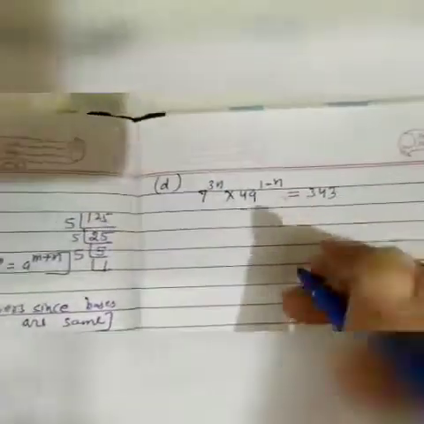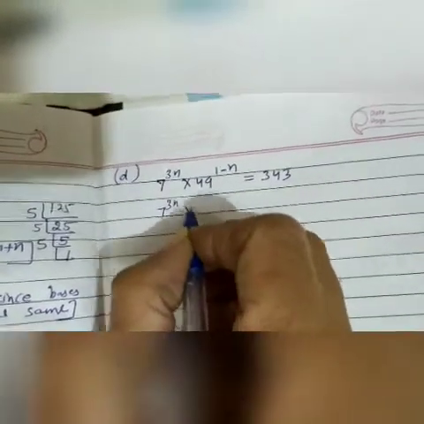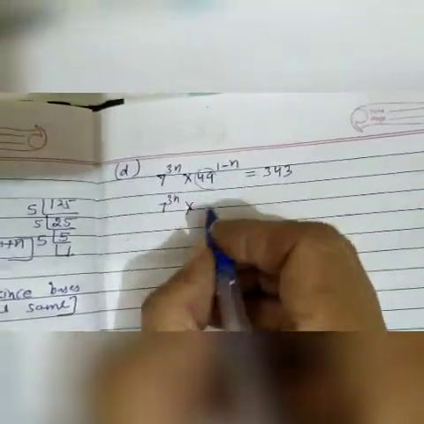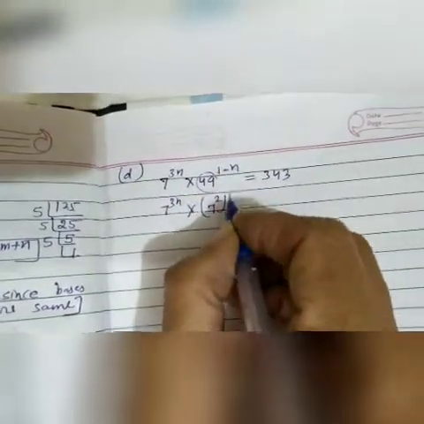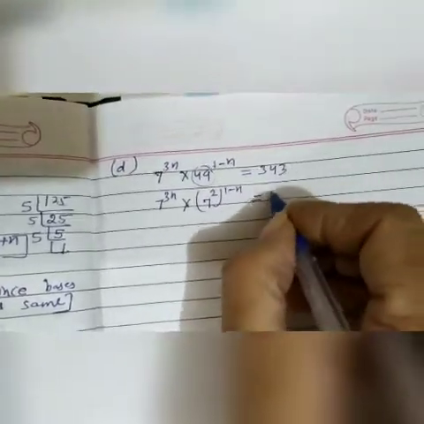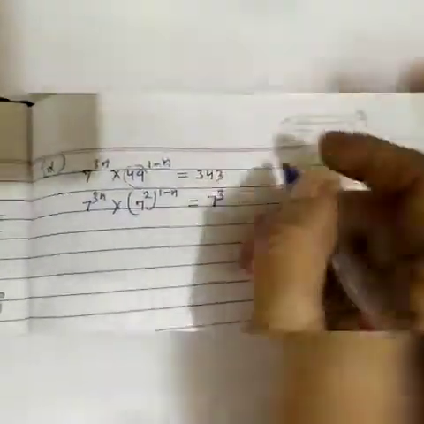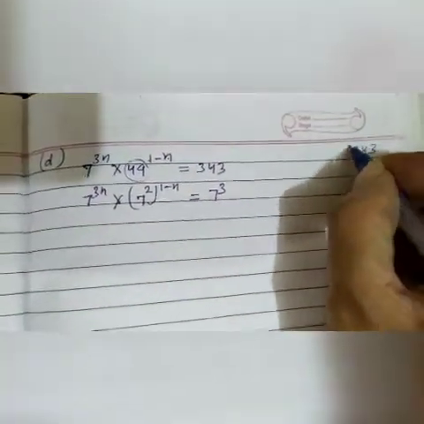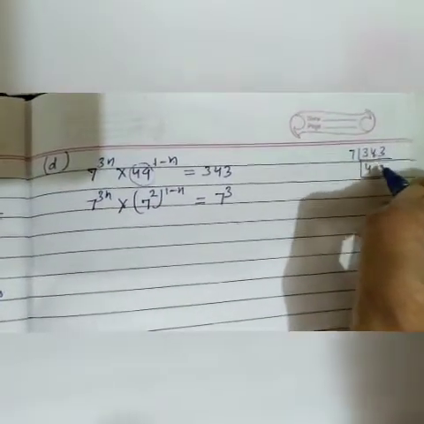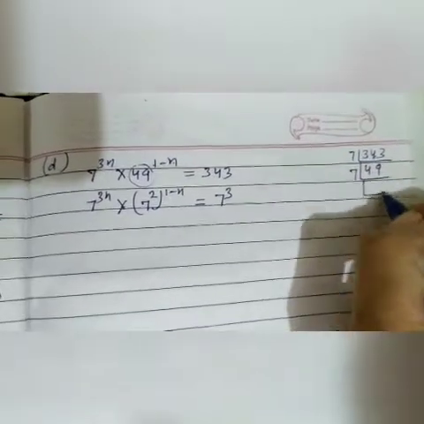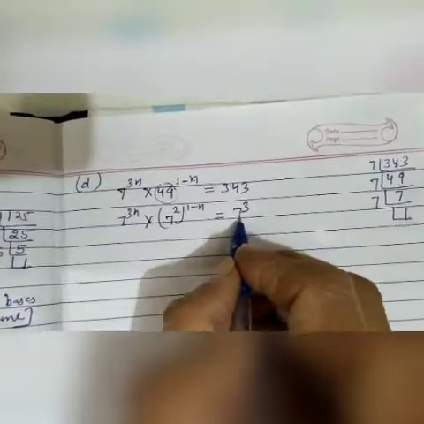So in this part, this will be written as 7 power 3n into this 49 can be written as 7 power 2. Then this whole power 1 minus n is equal to 343, which can be written as 7 power 3. When we do the prime factorization of 343 by 7, 7 4s are 28, 6 remainder 63, 7 9s are 63, then 7 7s are 49, 7 1s are 7. So it can be written as 7 power 3.